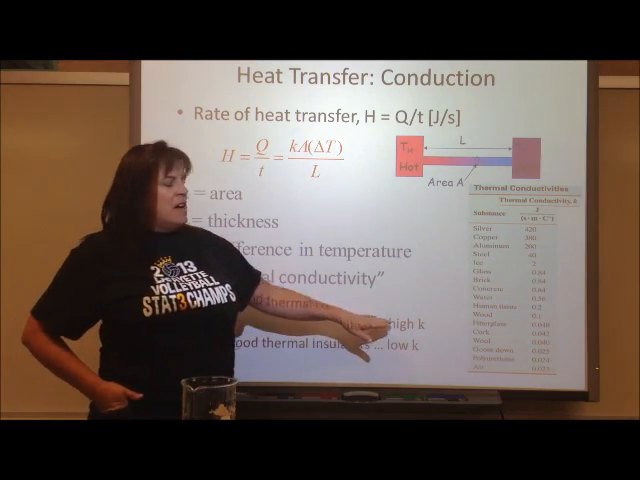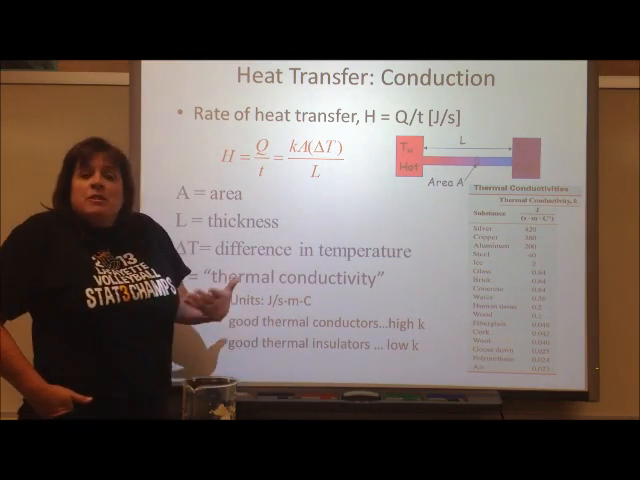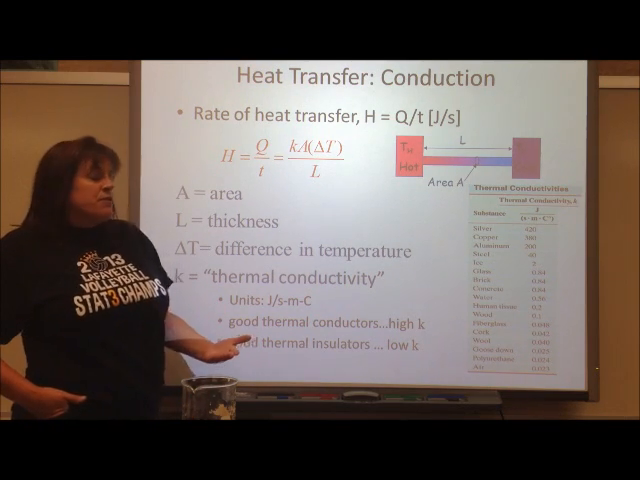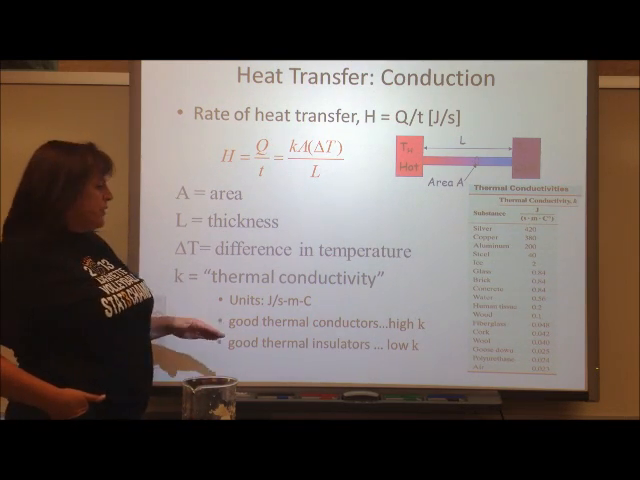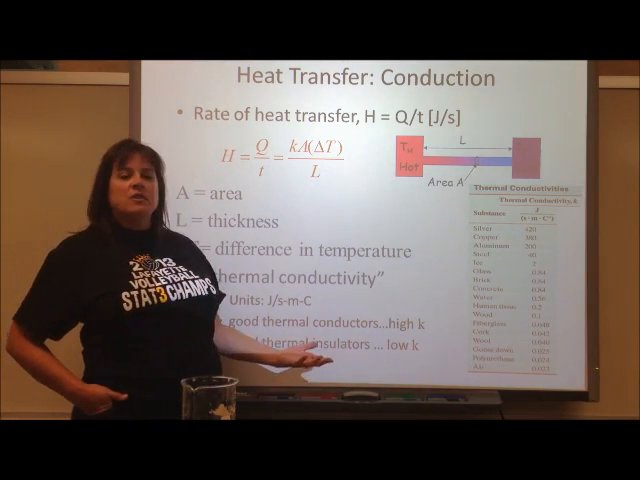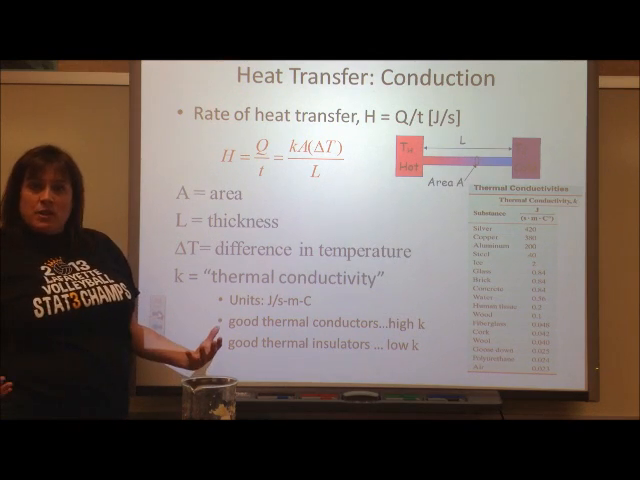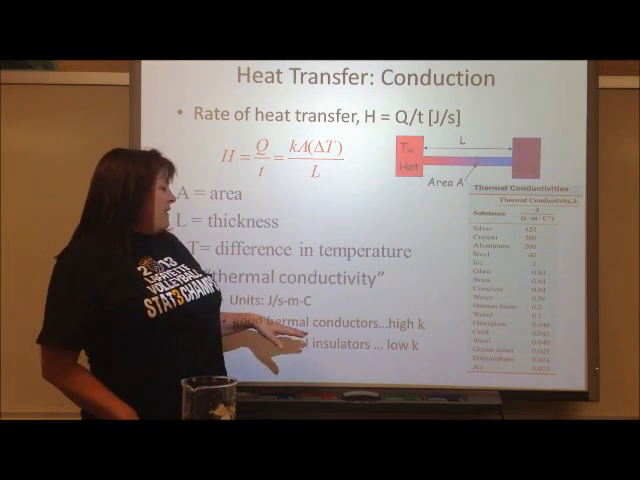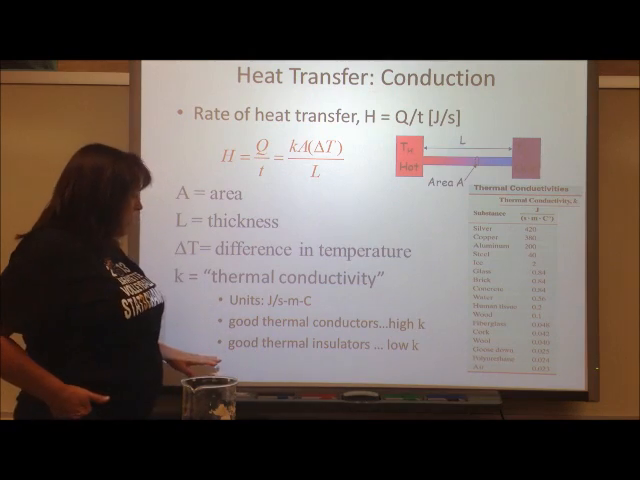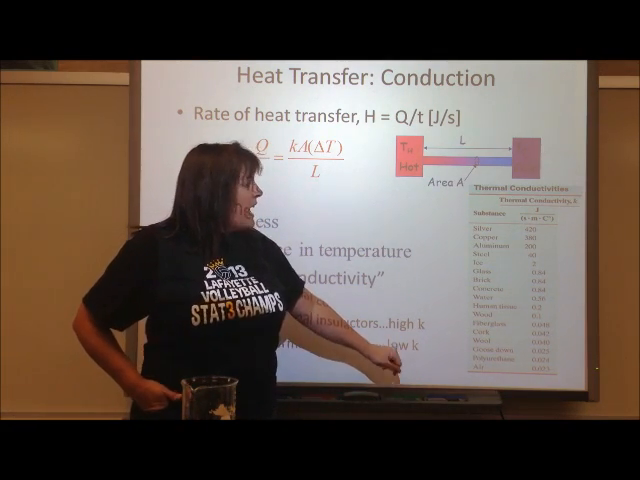So that's why pots and pans are made out of metal, because we want them to conduct heat. We want them to transfer heat quickly so we can cook our food. But we don't want our walls of our house or the clothes that we wear when we have to go outside when it's really cold out to be good thermal conductors. We want them to be thermal insulators. Thermal insulators have a low value K.